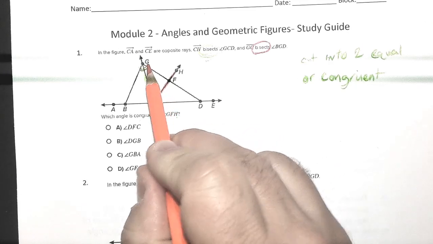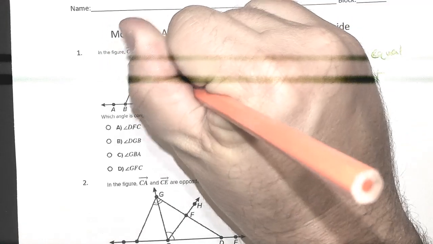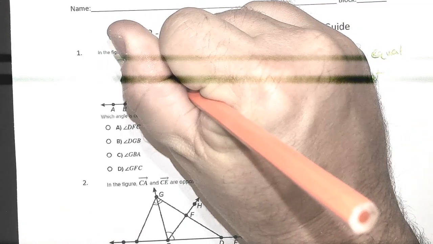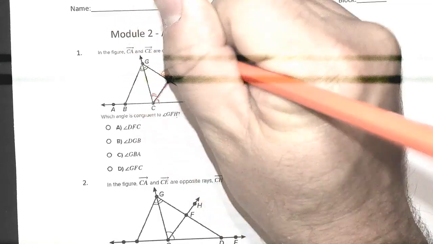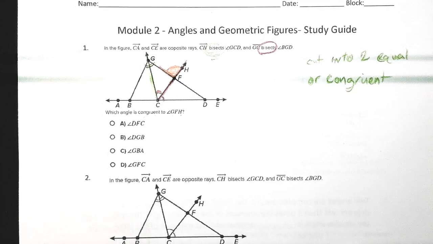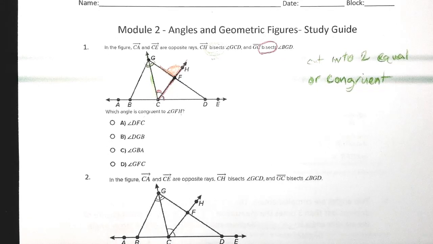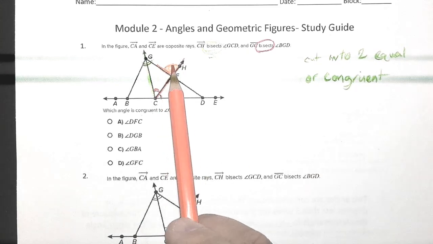So GFH. GFH is right here. And I'm going to color this in a little bit and wait a second for you folks to think about this, the ones of you that don't know the answer. A lot of you have already done the review, but this is going through it again. They ask which is congruent to this.